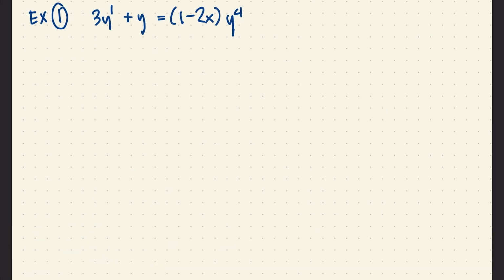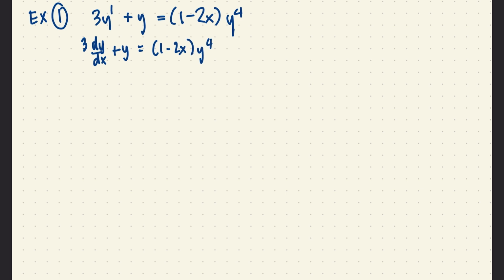Okay, let's start with the first example. We're given 3y prime plus y is equal to quantity 1 minus 2x times y raised to 4. So, if we rewrite y prime, this becomes 3 dy over dx plus y is equal to 1 minus 2x times y raised to 4.